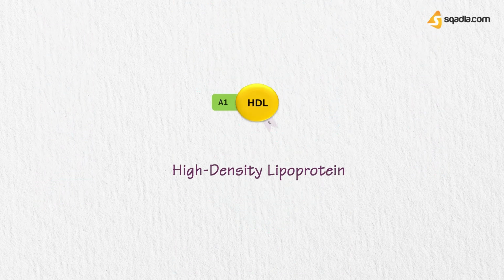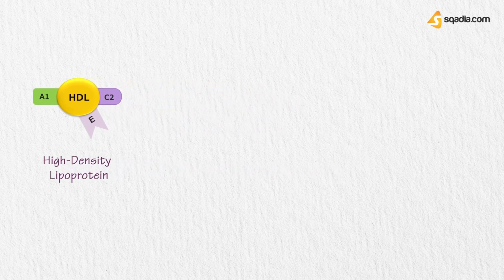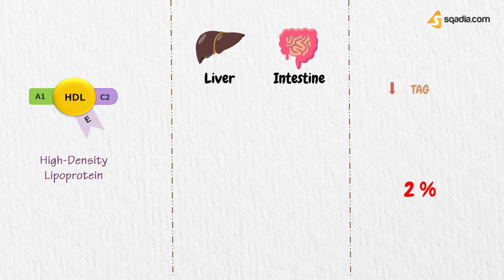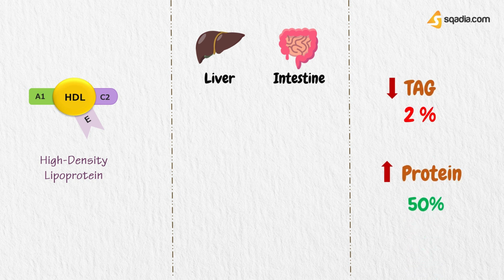Lastly, we have HDL. It consists of A1, E, and C2. It is found in the liver and intestine. It has a very low concentration of triacylglycerol, that is 2%, but has a good amount of protein, that is 50%. Its main function includes reverse transport of cholesterol from the periphery to the liver.